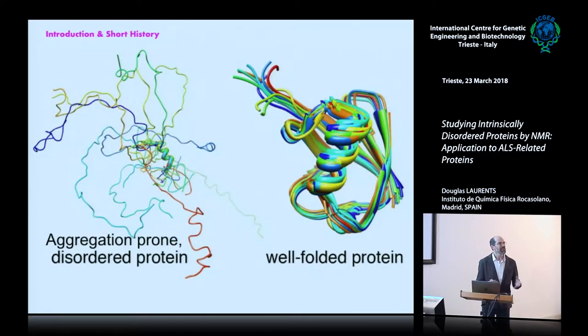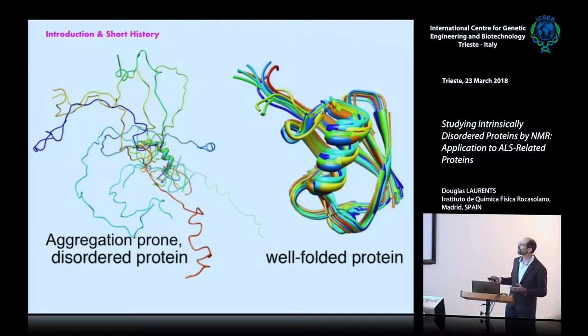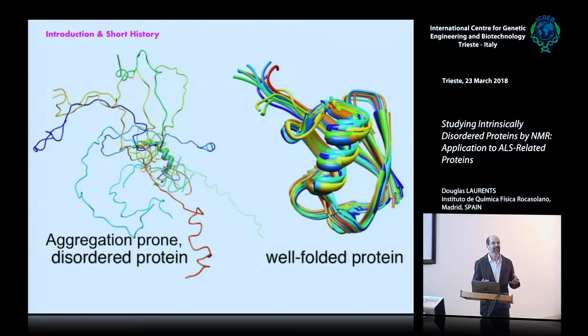So let me remind you a little bit about what an intrinsically disordered protein is. We all know that well-folded proteins have a discrete conformation that helps them perform their job. Intrinsically disordered proteins are floppy, like spaghetti that's been cooked too long. Okay? They're very floppy, very flexible, but they may have a small region with structure, like maybe an alpha helix or a beta strand, that is important for their function. They're not completely disordered. They're not completely random coil.